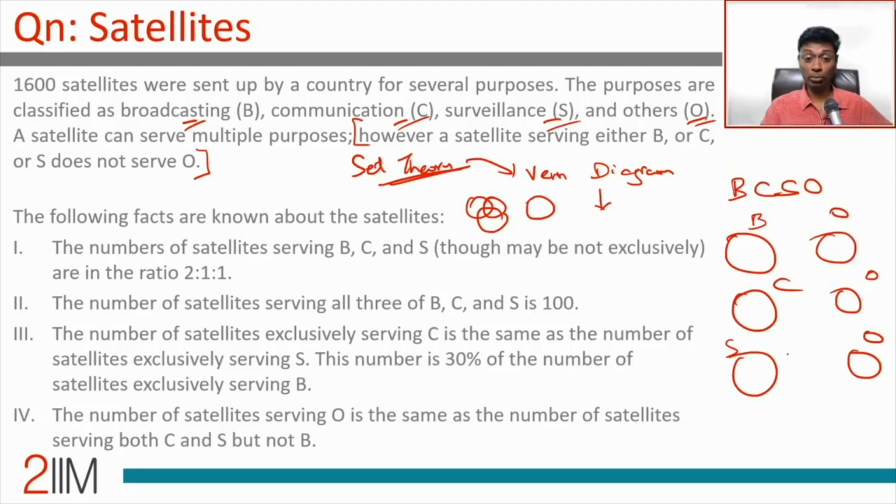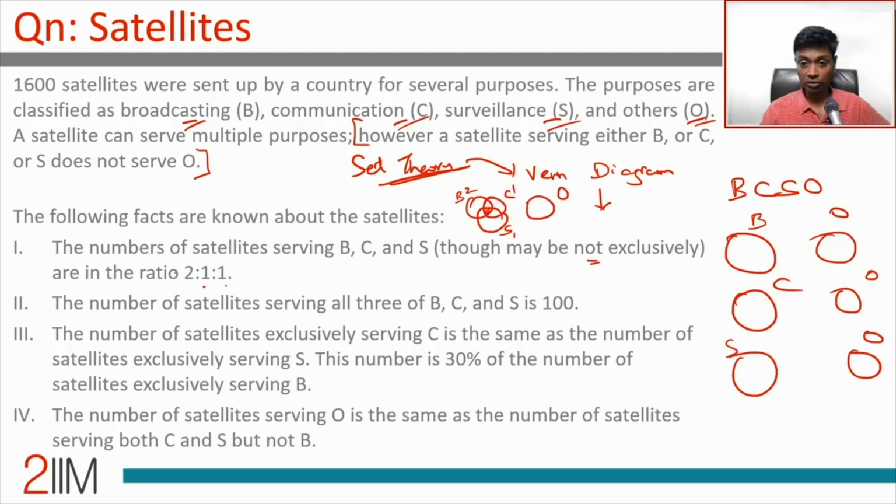The following facts are known about the satellites. The number of satellites serving B, C, and S, though may not be exclusively, are in the ratio 2:1:1. So looking at a diagram like this, this were B, C, S. The ratio is 2:1:1. O is separate. The number of satellites serving all three of B, C, and S is 100. This intersection here is 100.